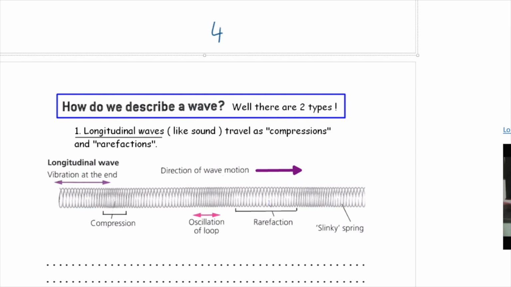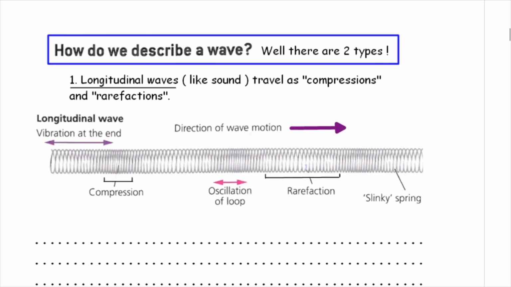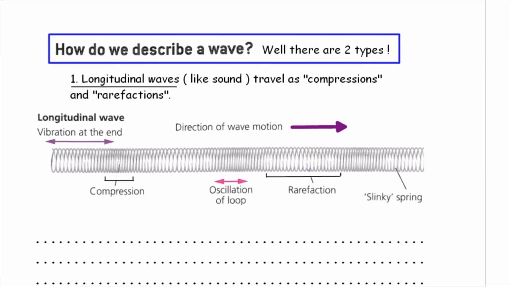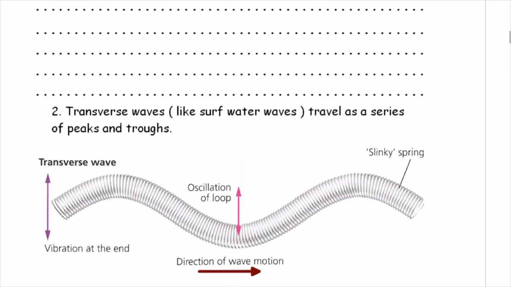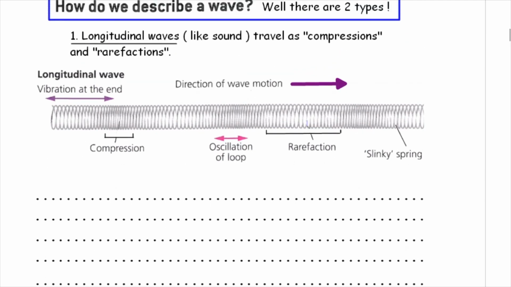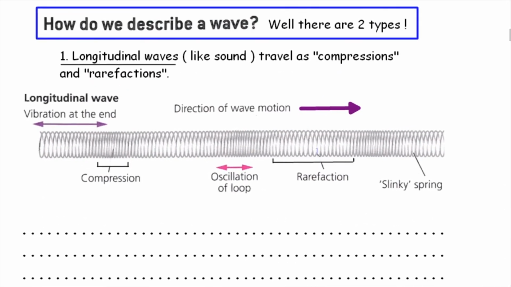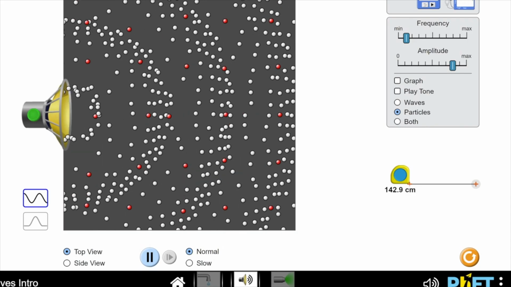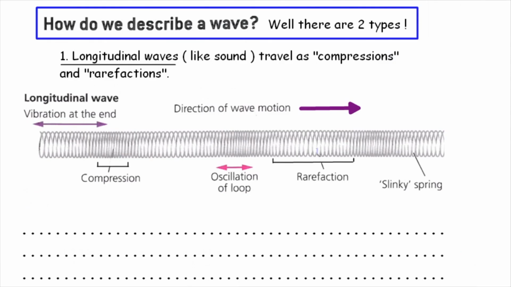Now, to understand that a little better, we're going to consider two types of waves that you need to understand. Number one, longitudinal waves, and number two, transverse waves. So the first one, longitudinal waves. These are like our sound waves we were just looking at. And what we find is that we get areas of compressions and rarefactions.